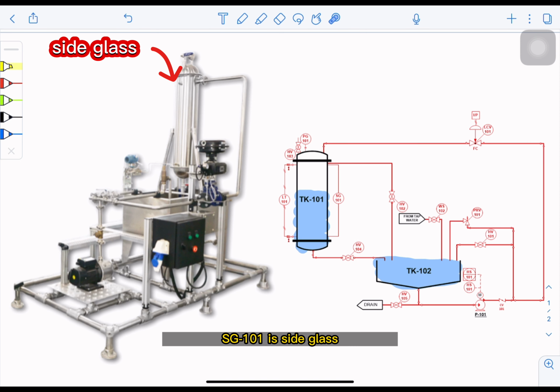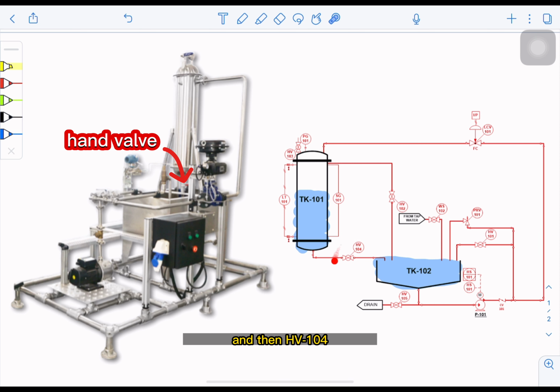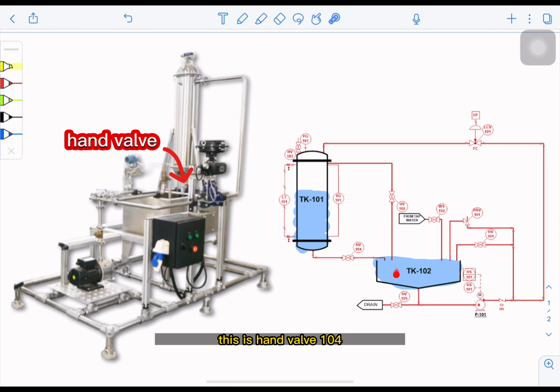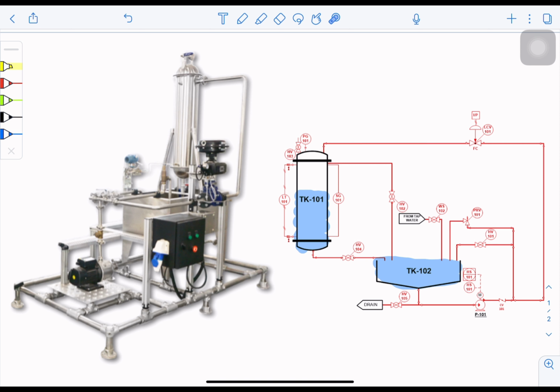SG101 is side glass. So here we have side glass. This one is side glass. Okay, it's just a visual indicator. Side glass is a visual indicator. And then HV104. So if you can see the red color here, this is hand valve 104. It comes back to the reservoir TK102.